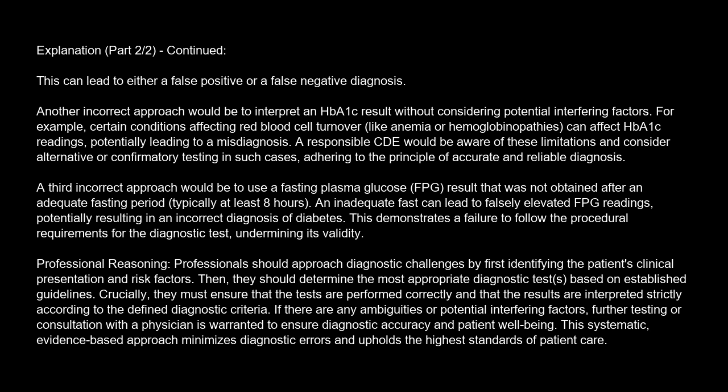Another incorrect approach would be to interpret an HbA1c result without considering potential interfering factors. For example, certain conditions affecting red blood cell turnover, like anemia or hemoglobinopathies, can affect HbA1c readings, potentially leading to a misdiagnosis. A responsible CDE would be aware of these limitations and consider alternative or confirmatory testing in such cases, adhering to the principle of accurate and reliable diagnosis. A third incorrect approach would be to use a fasting plasma glucose (FPG) result that was not obtained after an adequate fasting period, typically at least 8 hours.